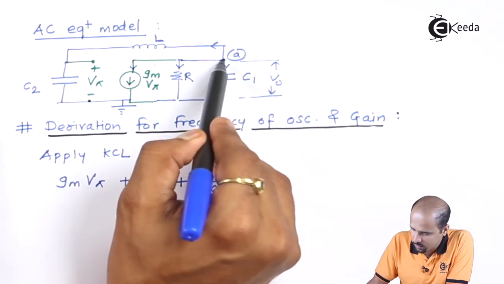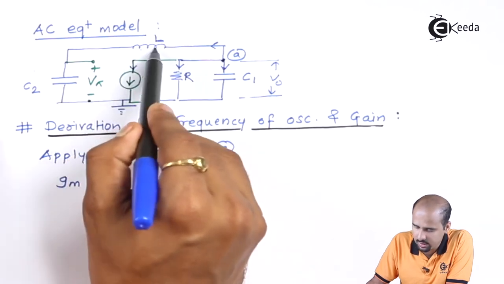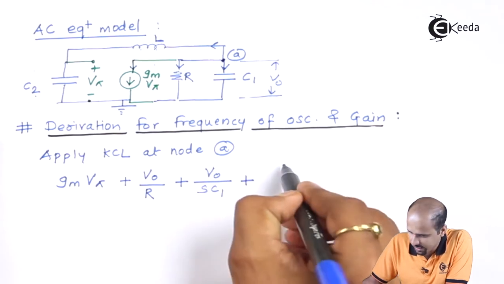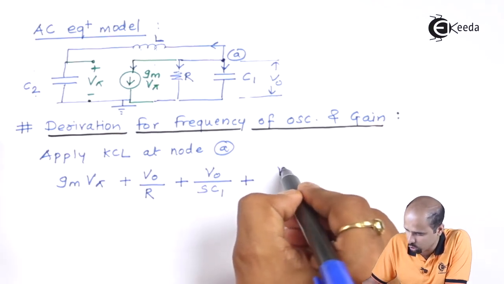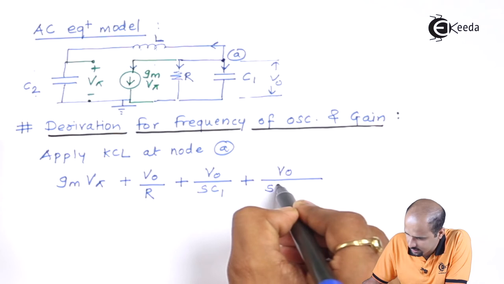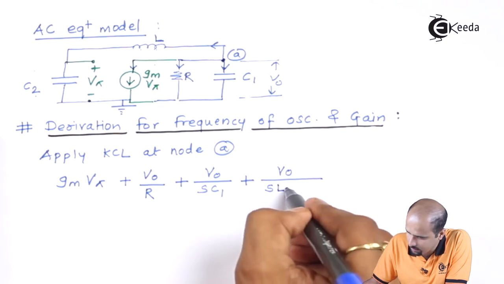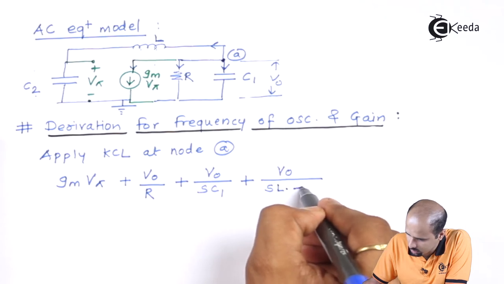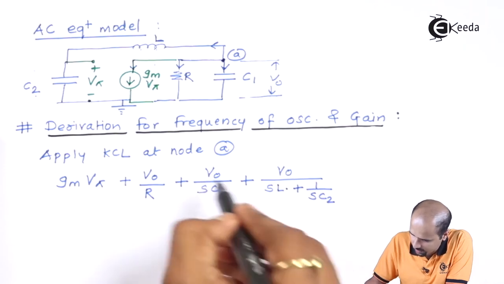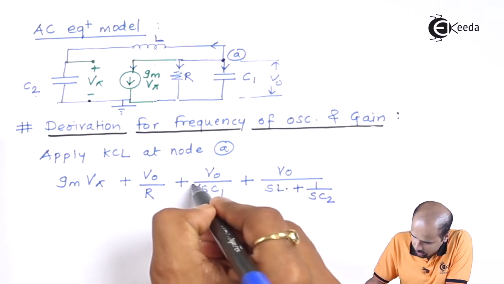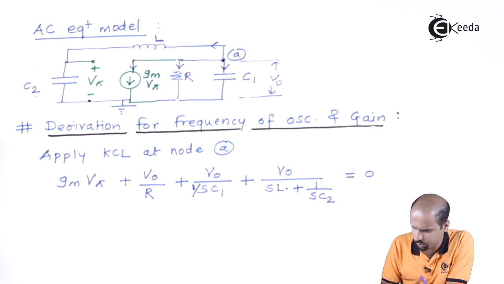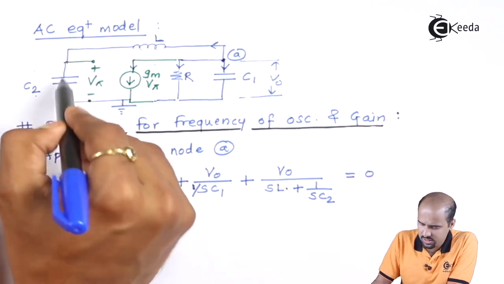Okay, similarly VO divided by the series combination of L and C2, that I'll have to divide and treat it as reactance, total reactance. So VO divided by SL plus 1 upon SC2. So here I have to consider that it's nothing but 1 upon SC1, okay, is equal to 0. Now we also know what is the value of V pi.